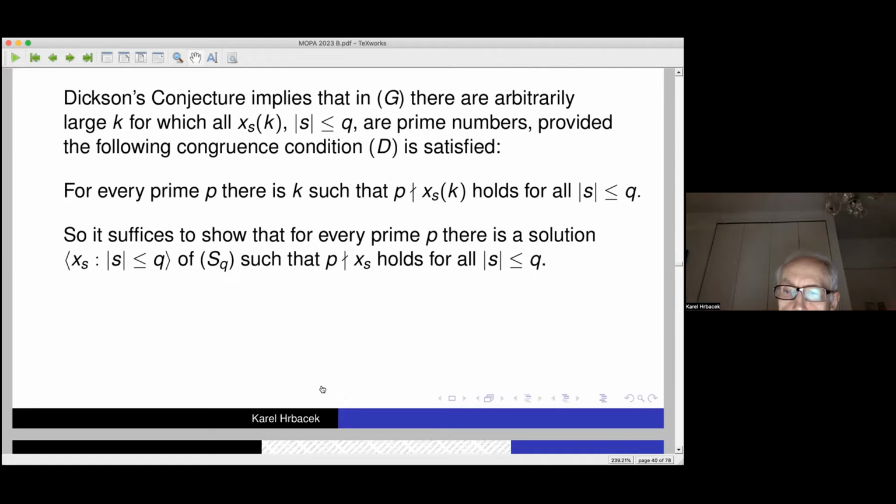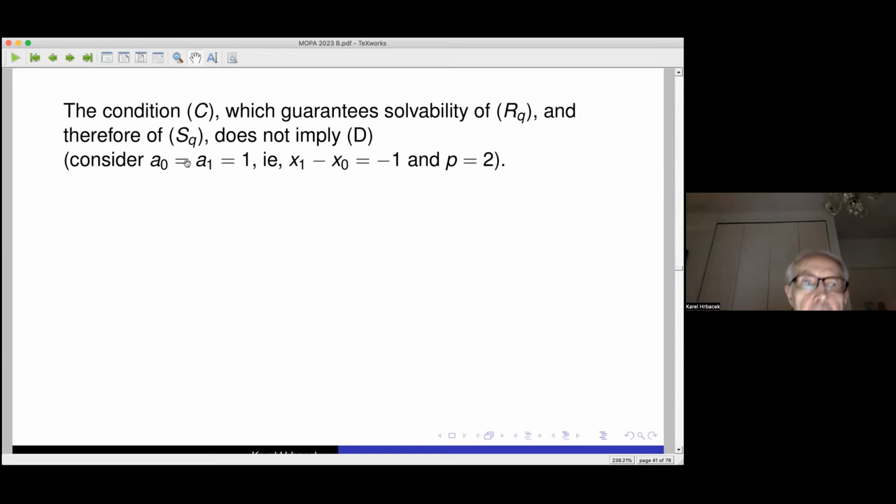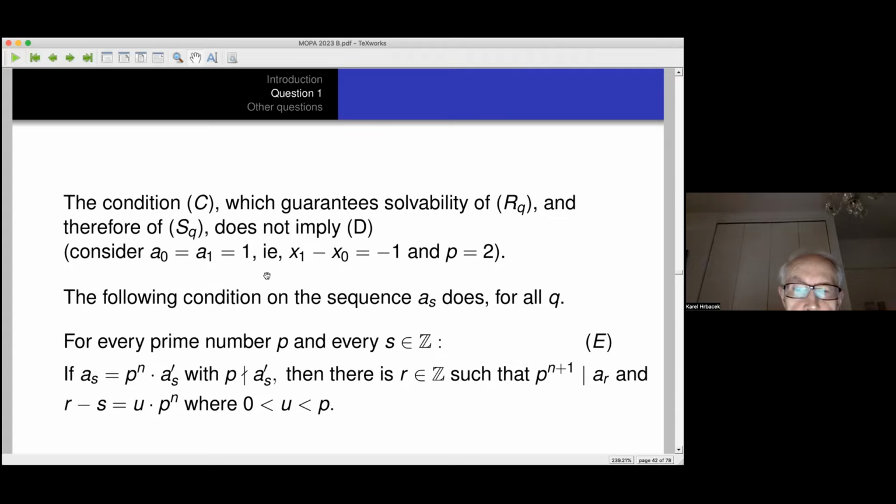Okay. Now, this condition is not always true, of course. If you just take a single equation, x1 minus x0 equal 1 and p equal 2, then for every k, any solution of this has one even and one odd number. So for every k, every solution has one value that's divisible by 2. So we do need some additional condition to guarantee that, and the following condition will do it.